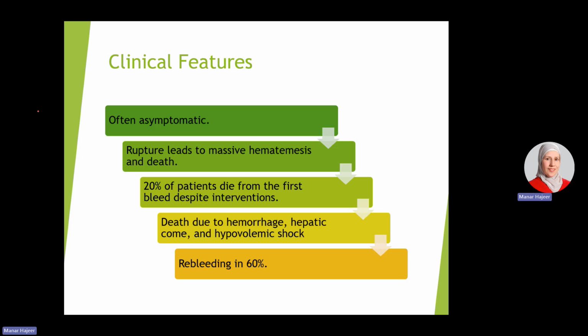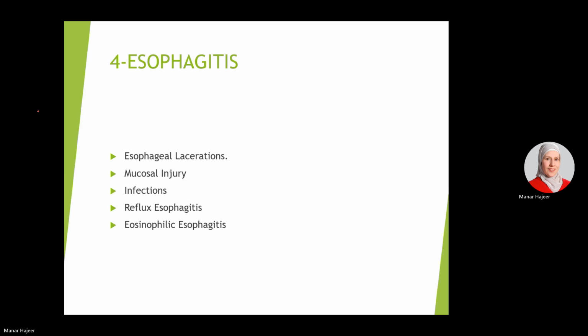Twenty percent of patients will die from the first bleeding episode, despite the interventions, and usually death happens due to hemorrhage, hepatic coma, and hypovolemic shock. Rebleeding can occur in those that withstand the first bleeding in 60% of cases.